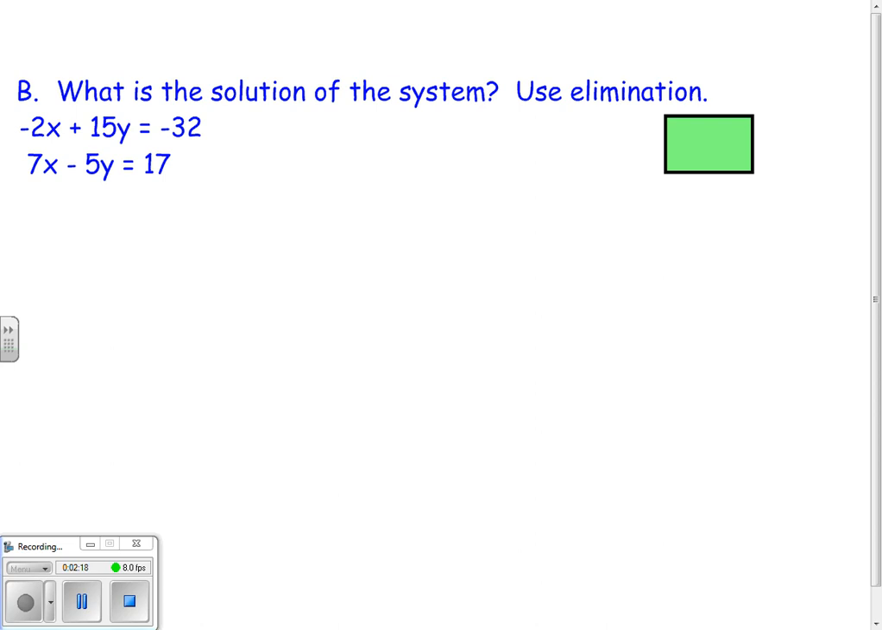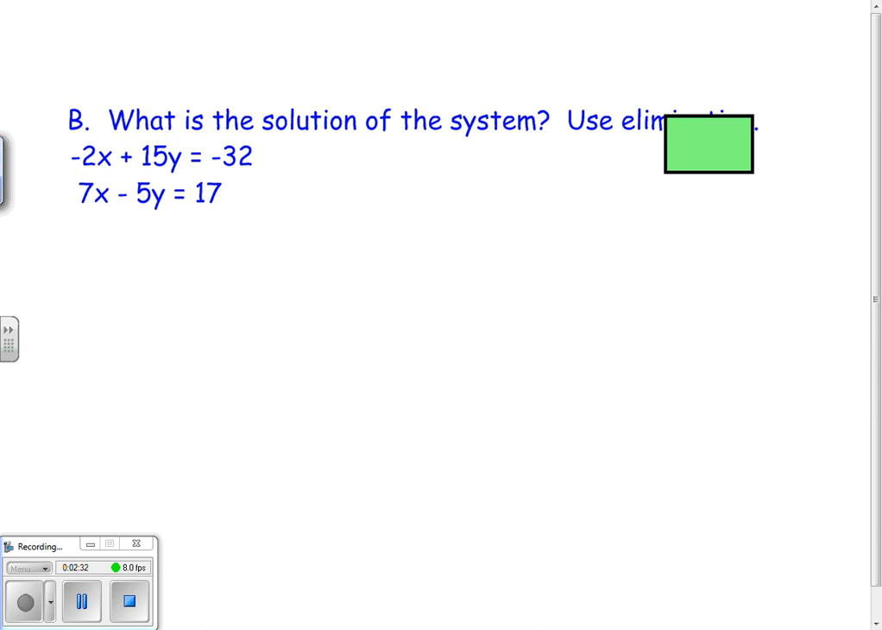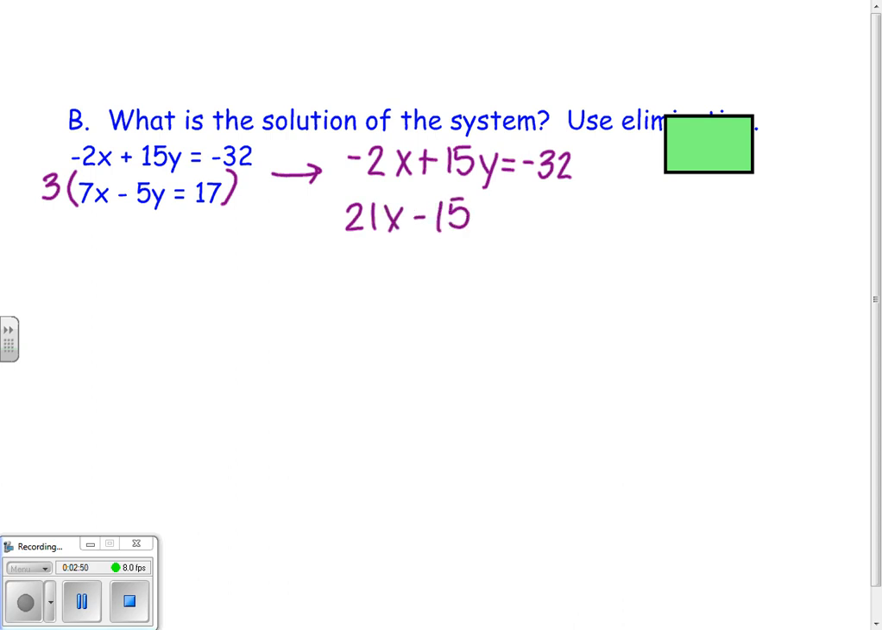So letter B, this one's not quite as straightforward as the last one because none of the variables will cancel right away. But take a look at the y terms. I have a positive 15y, and then I have a negative 5y. If I could take that negative 5y and multiply it by 3, just pause for a second, I'll explain why in a second. I'm going to recopy what I have. The top equation will not change. But the bottom equation, everybody by 3, gives me 21x minus 15y equals 51. It's that minus 15y that I was looking for.